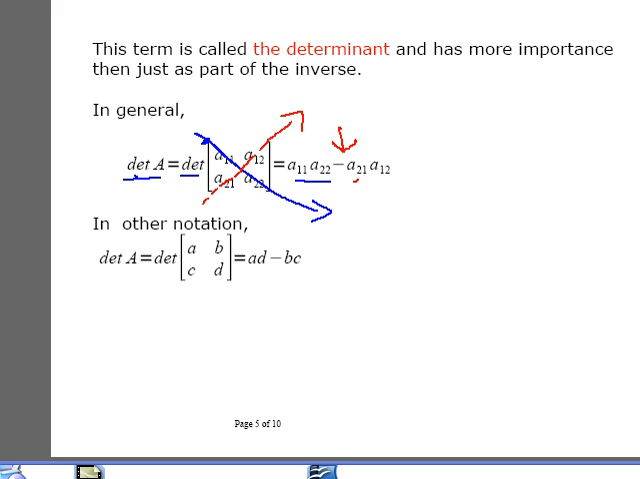If you're using the ABCD notation, you'd multiply A times D. That's going in this direction. And then you go in the other direction, C times B, and you subtract them. So it's AD minus CB, or BC. I usually think of the pattern as going down and then going back up in that direction.